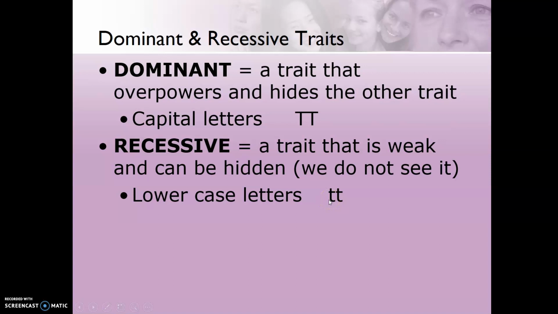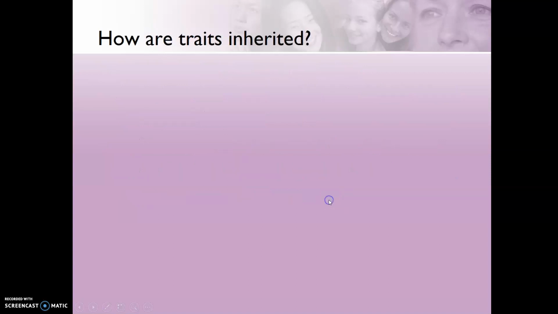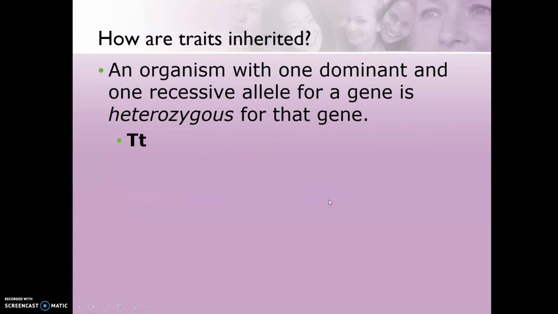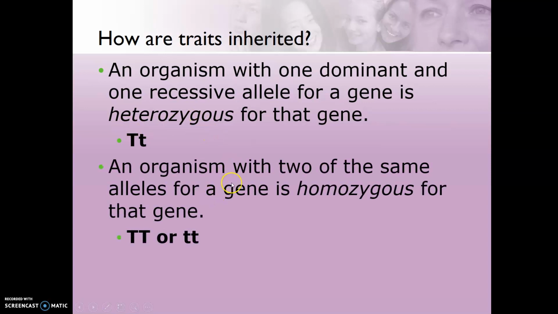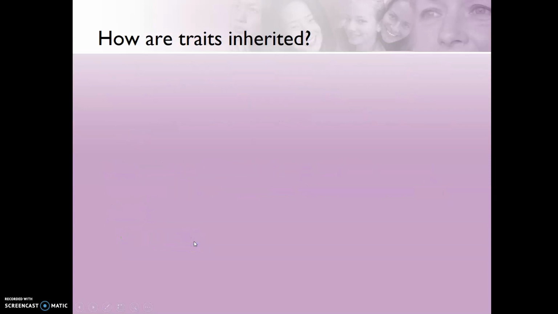until the next offspring. An organism with one dominant and one recessive allele for a gene is called heterozygous. So this is the situation I was just explaining, a big T, little t. It's heterozygous for that gene. And an organism with two of the same alleles for the gene is called homozygous. So if you have two dominant, two capital T's, you're homozygous for that trait, or two lowercase t's, you're homozygous for that gene.